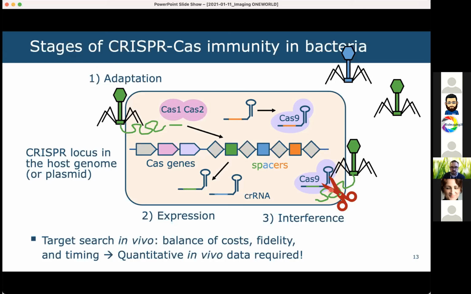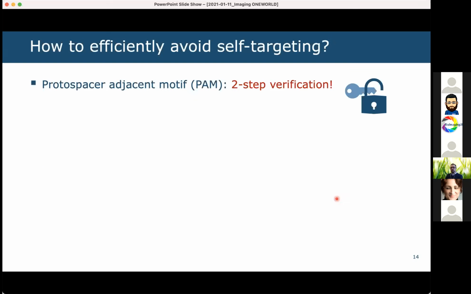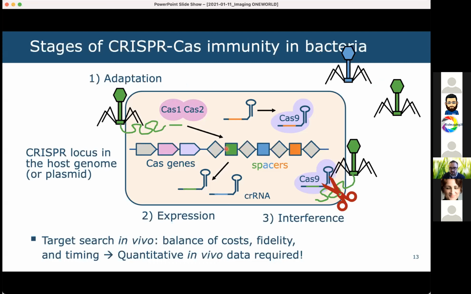Because you first have to find the target in a cell. So you have to balance the costs, the fidelity, and timing. A bacterium doesn't want to spend too much resources on getting that mechanism working, but it shouldn't be too little, so as to have any effect if a phage infection occurs. So how fast does it actually take a Cas9 to find the DNA, for example? And this was not known. And then another question is, how can the Cas9 actually prevent that it starts cutting its own genome?